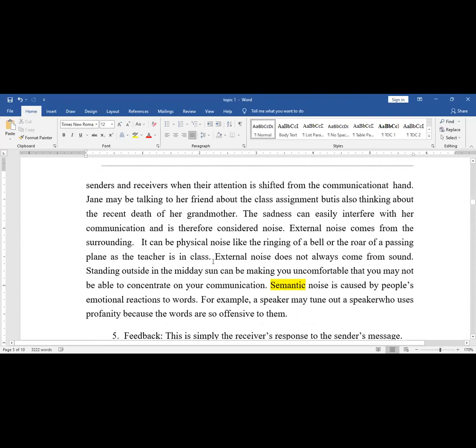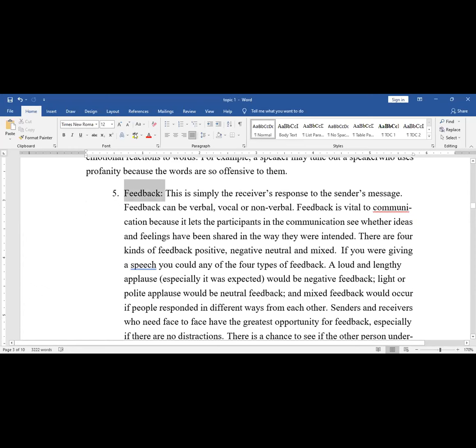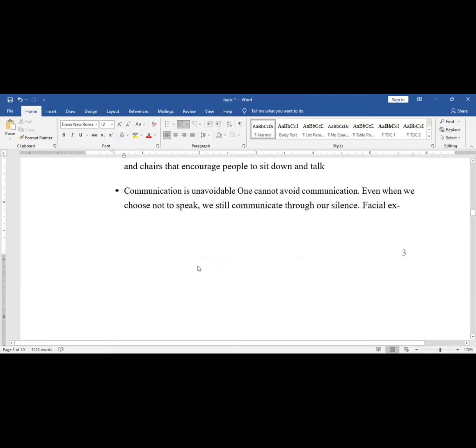Then we've talked about feedback, and we have said that feedback is the reaction of the receiver towards the sender's message, and feedback can be immediate, it can be delayed, it can be negative or positive. Any question?